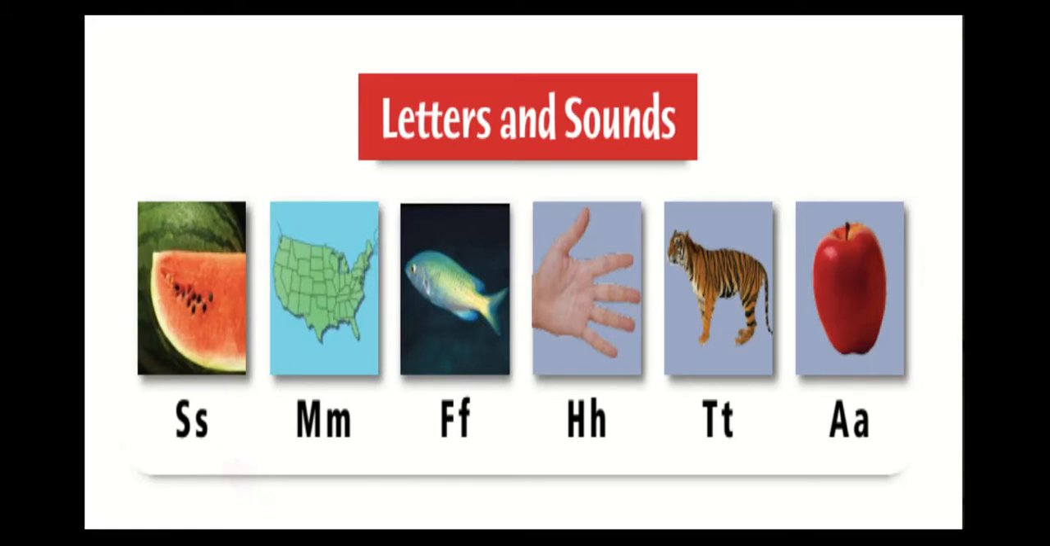The next letter is called M. Repeat after me. M. M. It makes this sound in a word. Mmm. The next letter is called F. Repeat after me. F. F. This is the sound F makes in a word. Repeat after me.